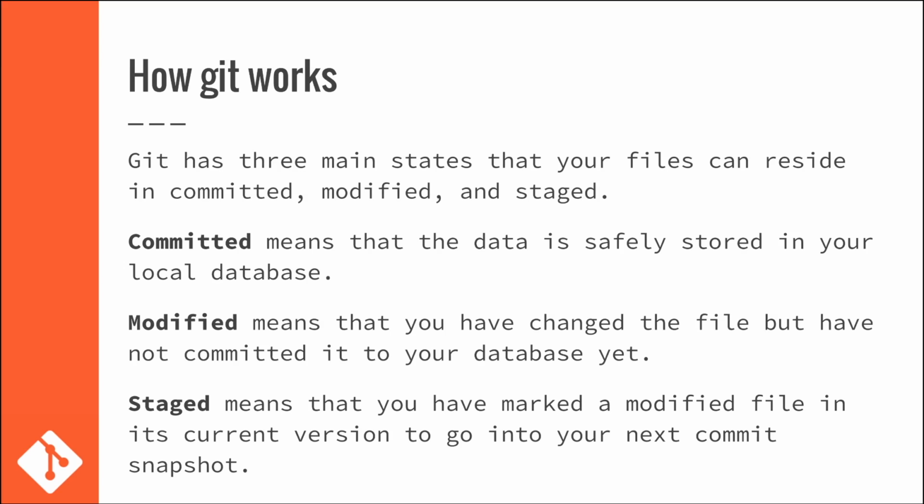Now, the modified state means that you have changed the file, and Git has detected that you've changed that file, but you've yet to commit it to your database. And finally, a staged file means that you've marked a modified file in its current version to go into the next commit snapshot. Now, what that means is you've made a change to one or more files, and you've bundled them into a staging area, and you're getting ready to then commit them. So the staging area is what comes before your final commit. You add files to the staging area, and then finally you bundle them up in a commit, and you lock those changes in.